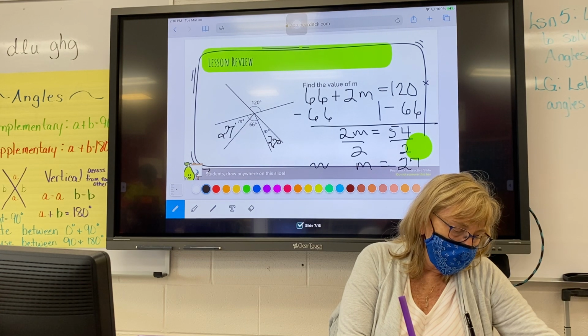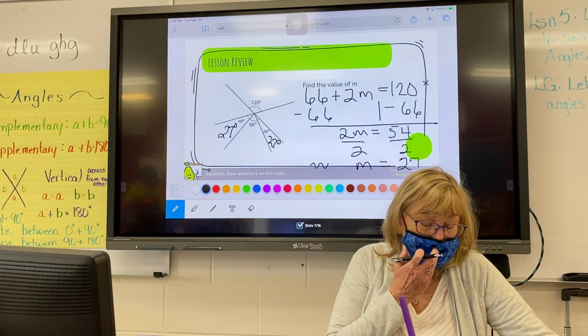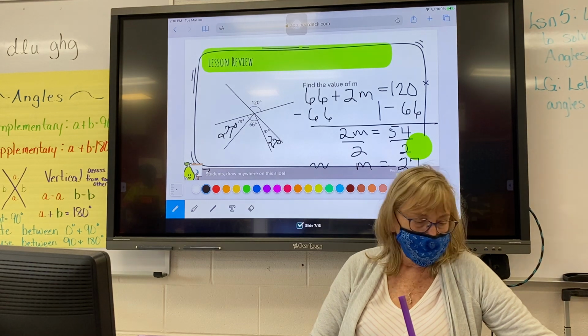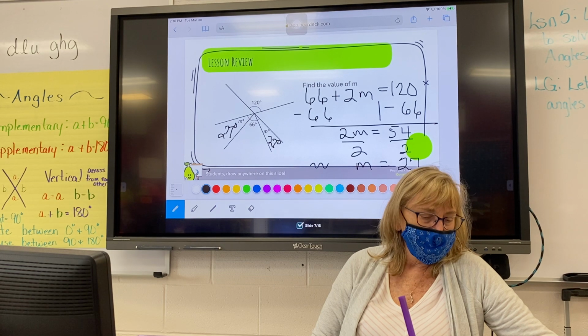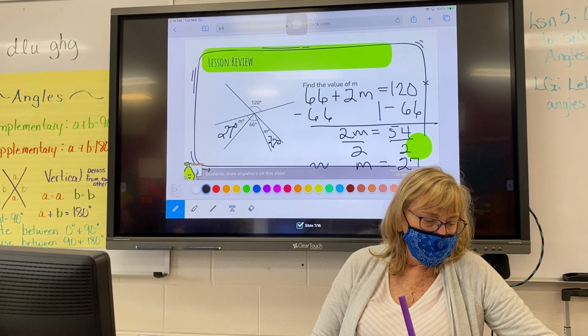I did a little bit different. All I did was just subtract 66, even though what you did was basically the same thing. And then I just divided by 2 like you did. Okay. So all I really did was change the first step.